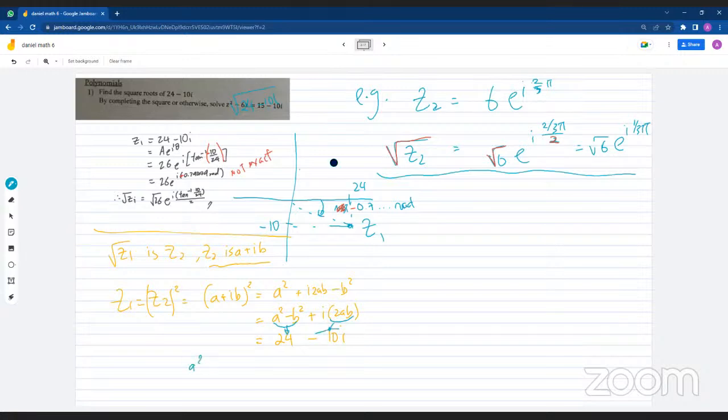So a squared minus b squared equals 24. And then 2ab equals minus 10. And this is now where you solve things normally. I'm going to solve a weird looking simultaneous equation. This is how you do it without the Euler formula. Does this make some sense? If there's a question, better ask right now.